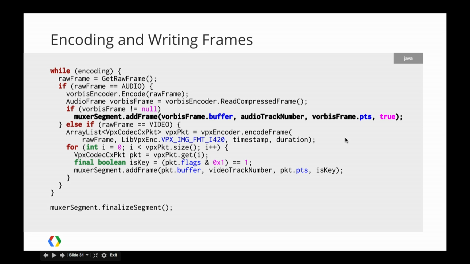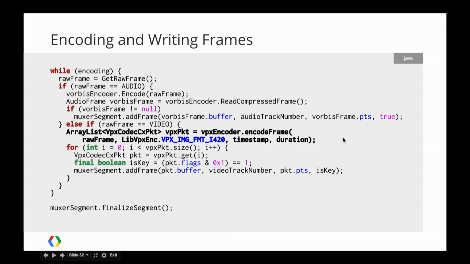First parameter is the encoded frame. Second parameter is the track number that we passed back from before. Timestamp, already in the correct time base. And the last parameter is a flag, a Boolean saying if it's a keyframe or not. All Vorbis audio frames are keyframes.